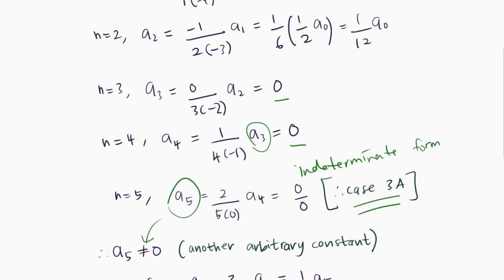The reason, as you can see, is we have a5 equal to 0 over 0. So that means we bring 0 to the left. We will have 0 times a5 equal to 0. So 0 is equal to 0. That's why a5 here does not equal 0.